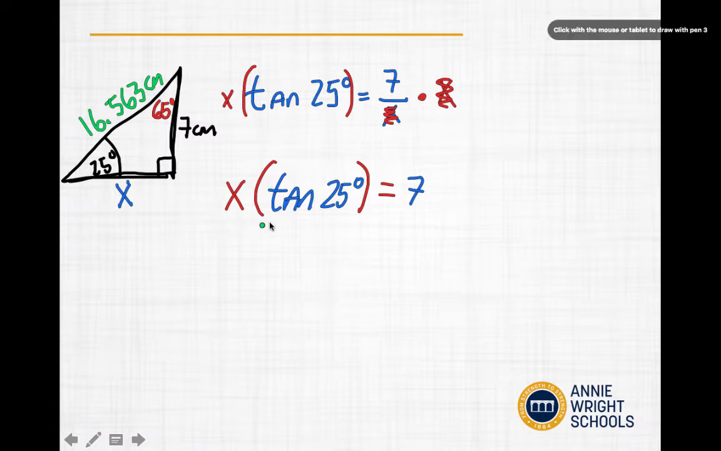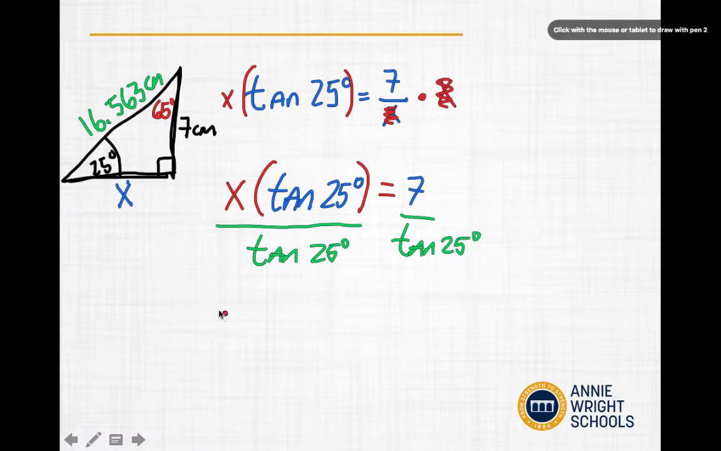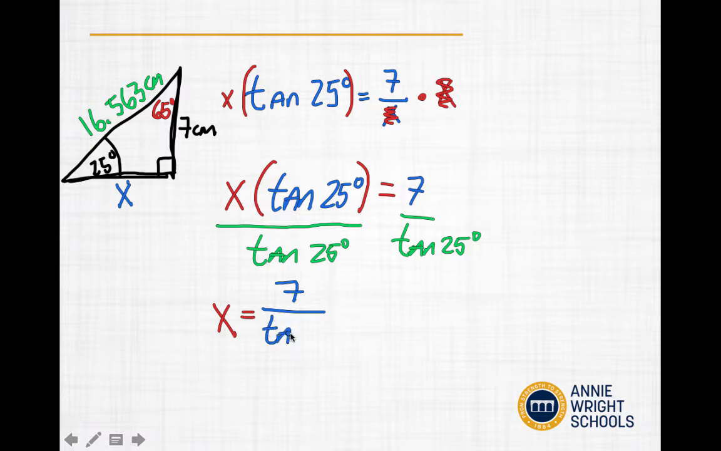Now I'm going to take both sides and divide by this number to get x by itself. So I'm going to divide by the tangent of 25 degrees. So I have to do that over here. Divide by the tangent of 25 degrees. I end up getting that x is equal to 7 divided by the tangent of 25 degrees.